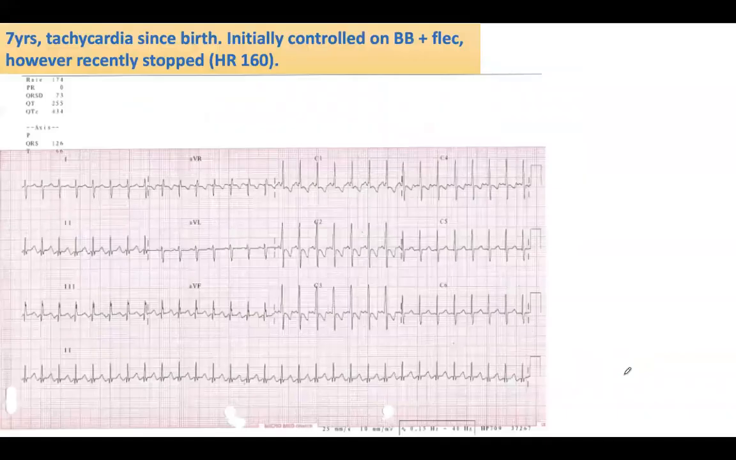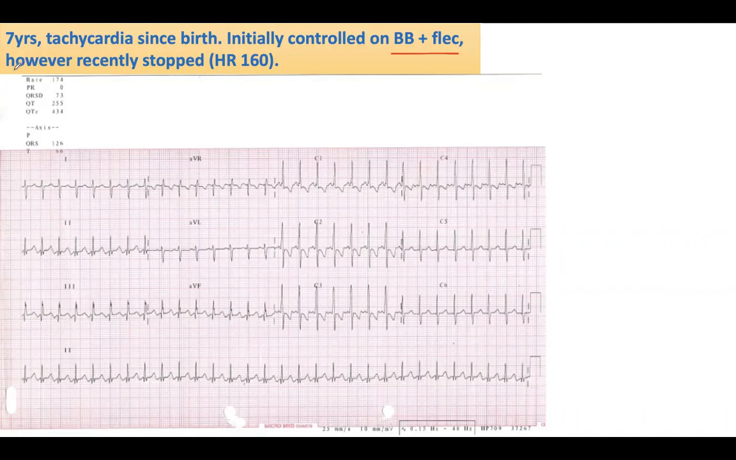Okay, so this is a patient of ours. This is a 7 year old who had tachycardia since birth. I reviewed his file. He never had sinus rhythm. Okay, he always was in tachycardia, but not super fast, like not 250 beats per minute. It was around 180, 190, 200, 170, 160, and so forth. Okay, so he was initially on a beta blocker and flecainide.